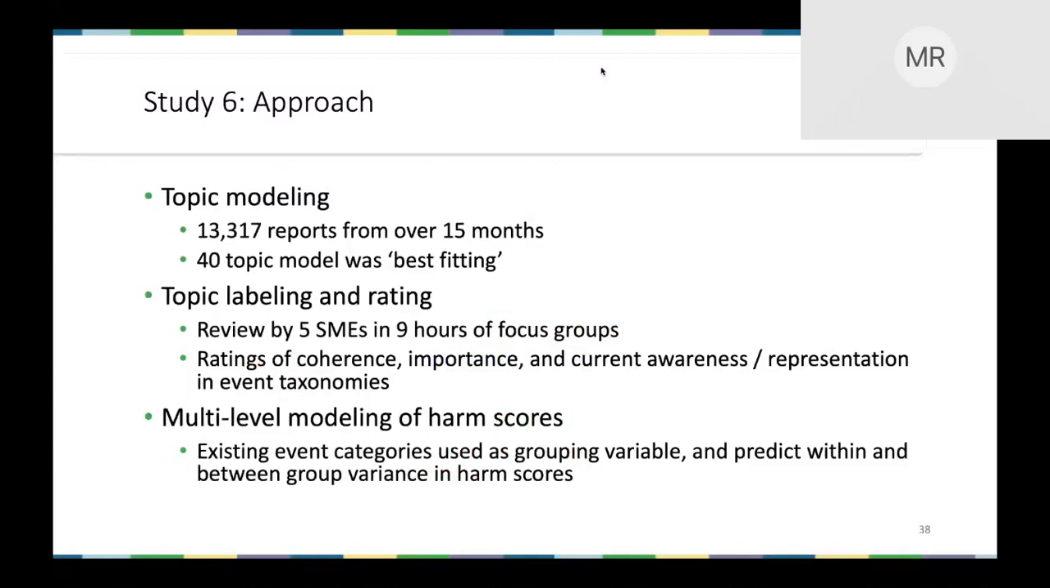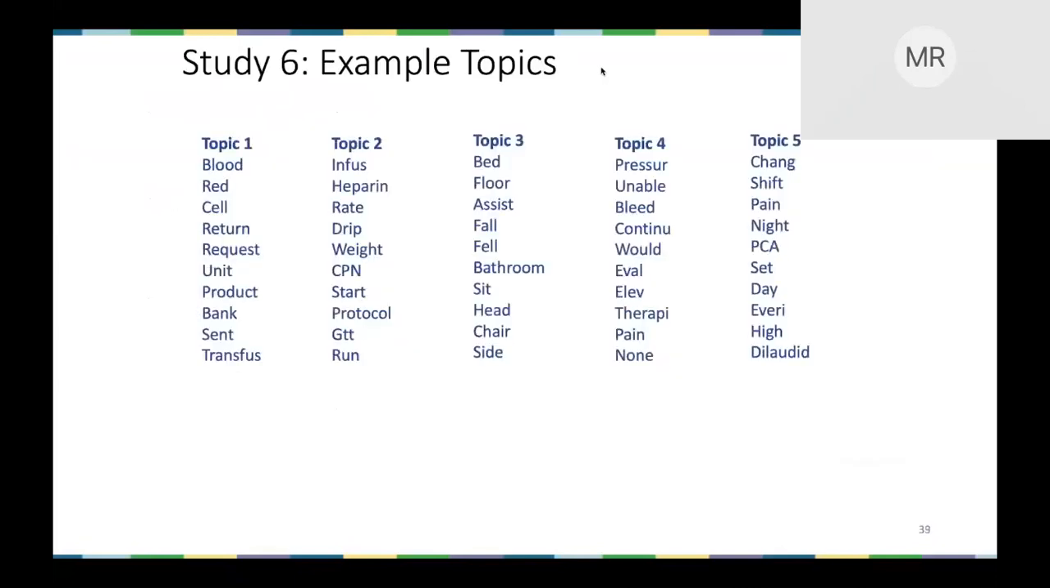Is it important? Do we already know about this? Is it represented well in our current event taxonomies? And then we use the scores from those topics to predict things, to predict harm scores. So for example, these are some of the topics that came out.